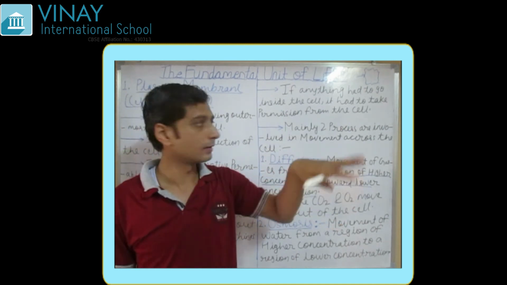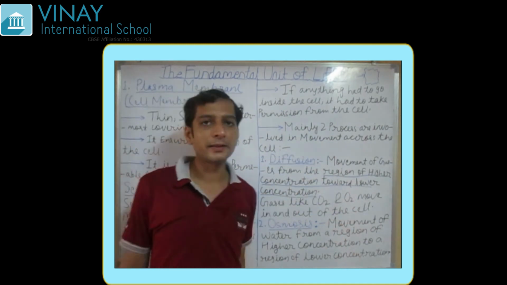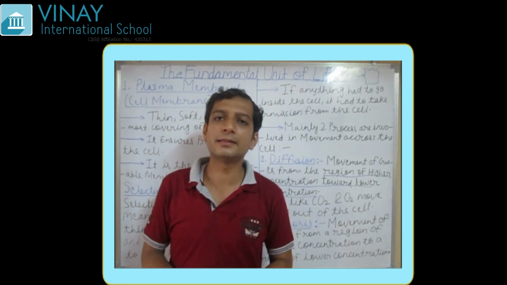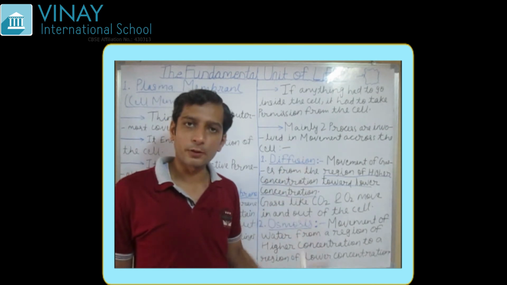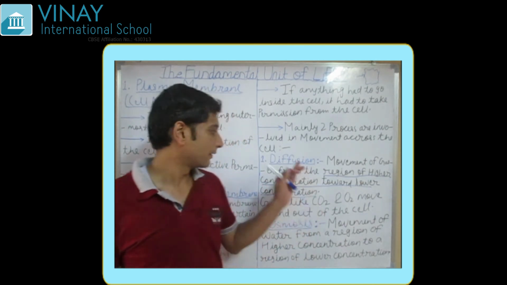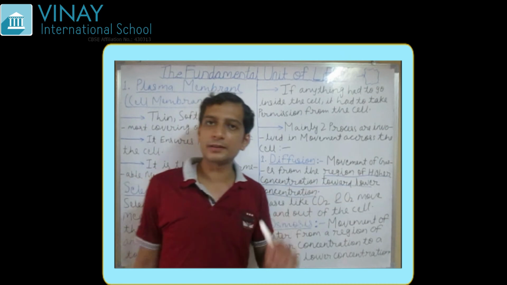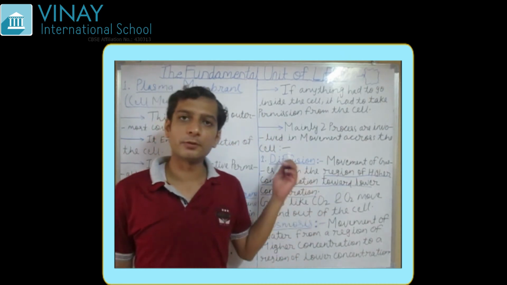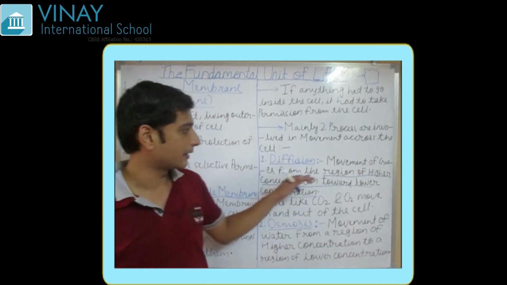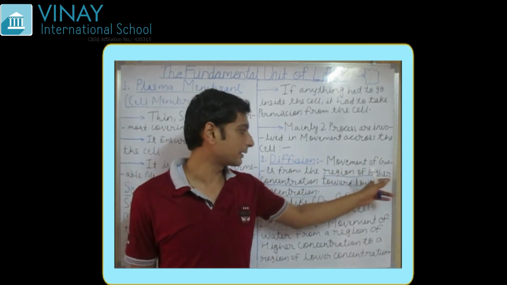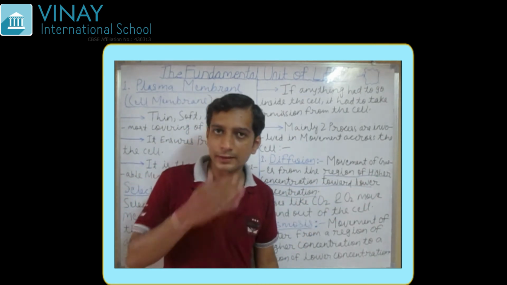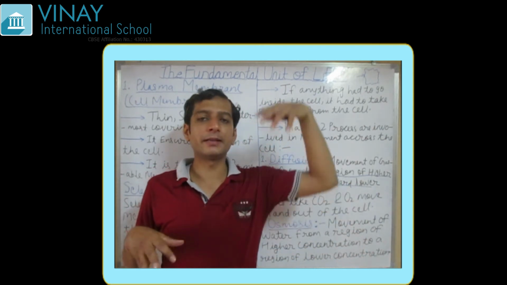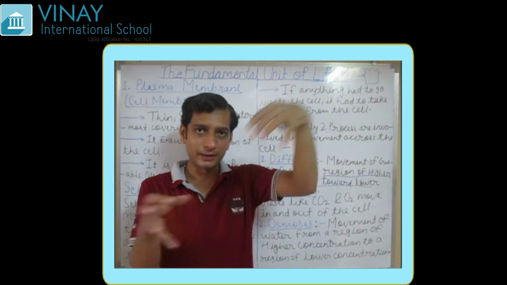Then only that substance is going to get inside the cell. Mainly two processes are involved in the movement across the cell, for anything going inside the cell or coming outside the cell. First is diffusion. Diffusion is the term which we have seen in chapter number 1. It is the movement of gases from a region of higher concentration to lower concentration.